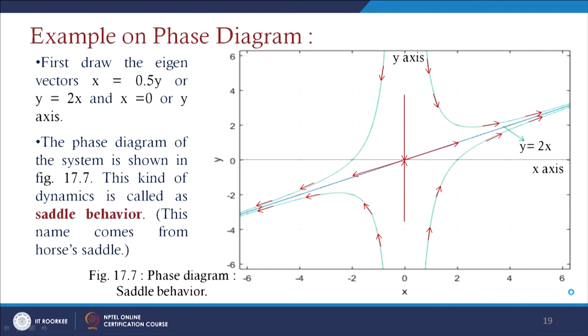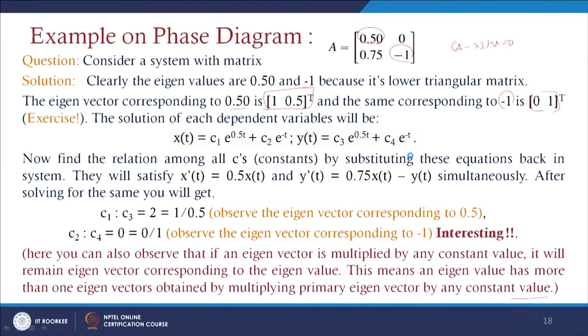So, if you draw the phase diagram here, first draw the eigenvector for y equals 0.5 x... sorry, 2y equals x, or y equals 2x, we can write, and x equals 0 and the y axis are the lines presented here. If you see the 0 0 point, along the y axis, since the eigenvalue is negative, it is approaching towards the point 0 0, and for the x axis, the eigenvalue is 0.5, it is present here.